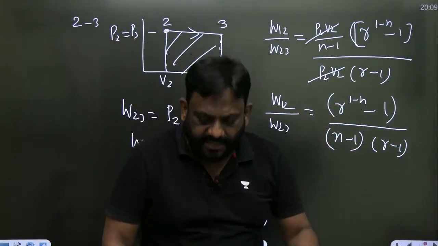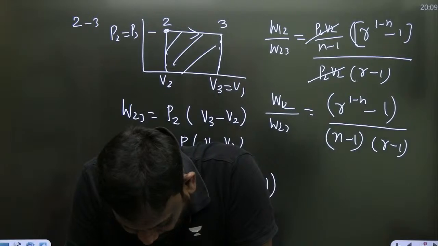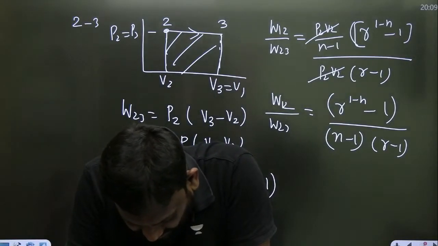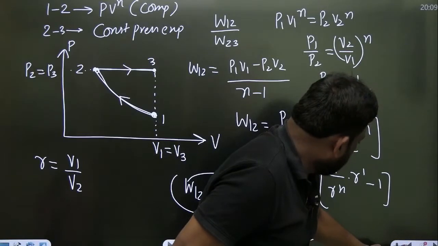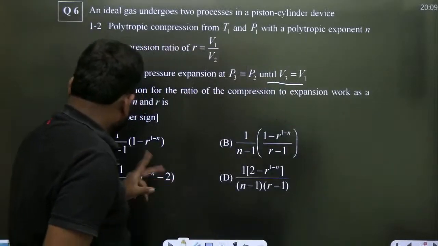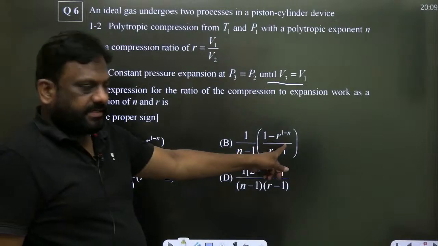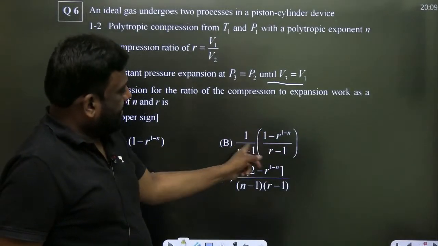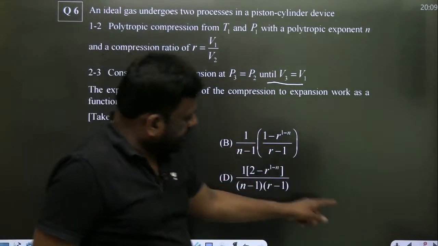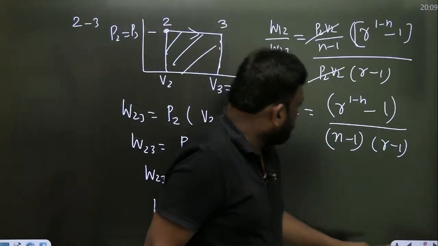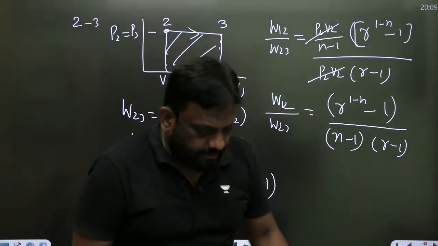So is it clear? Is the question clear, my dear students? Once we will look at the options, sir. I think we are getting yes. This one is absolutely correct, sir. The minus came because the compression work is negative. This one is correct. Yes, I got this. Is the question clear, sir? Yes, this one is correct. B option is correct.